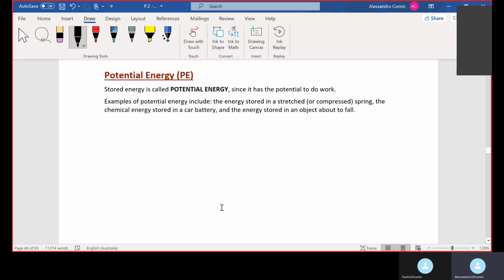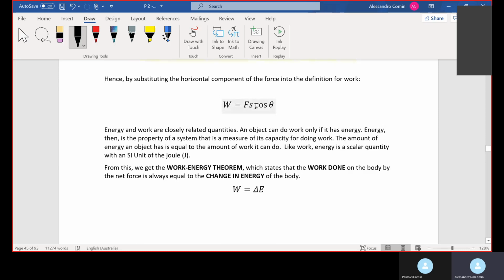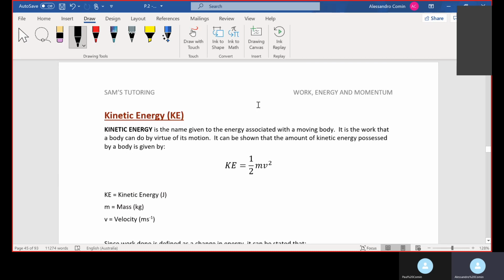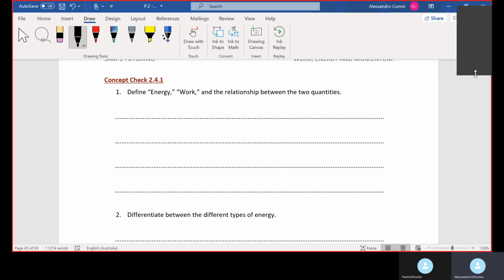The other type of energy is potential energy, and it's called potential energy because it has the potential to do work, whereas kinetic energy is causing work, because if I have a velocity, that means that I am traveling a distance. So W = Fs cos theta. All right, I'll give you guys about 30 seconds to do this question before we move on.